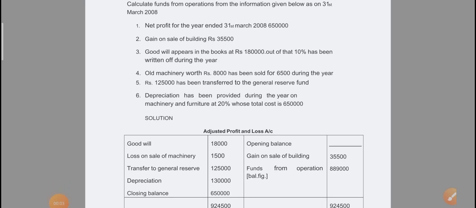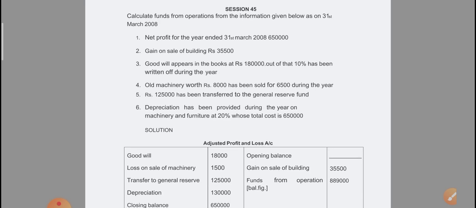Hello everyone. In this session, let's prepare an adjusted profit and loss account, which is the second step at the time of preparing a fund flow statement. So let's see what is given in the problem.